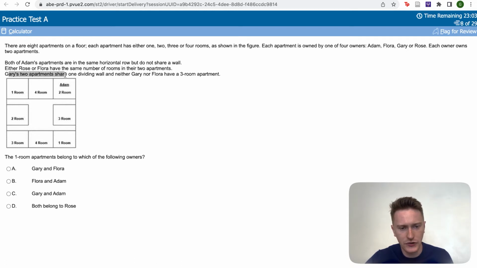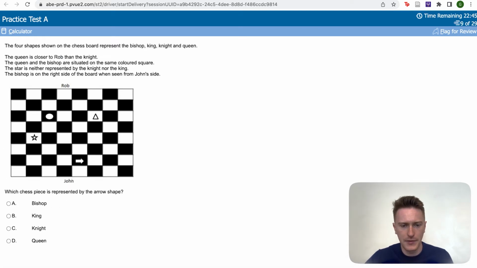Gary's 2 apartments share 1 dividing wall and neither Gary nor Flora have a 3-room apartment. Okay, so Gary must be on here somewhere. He doesn't have the 3-room apartment, so he must be having these 2 rooms. So Gary occupies this 1 room. So Adam up here, Gary down here. That means the answer is C. Fantastic.